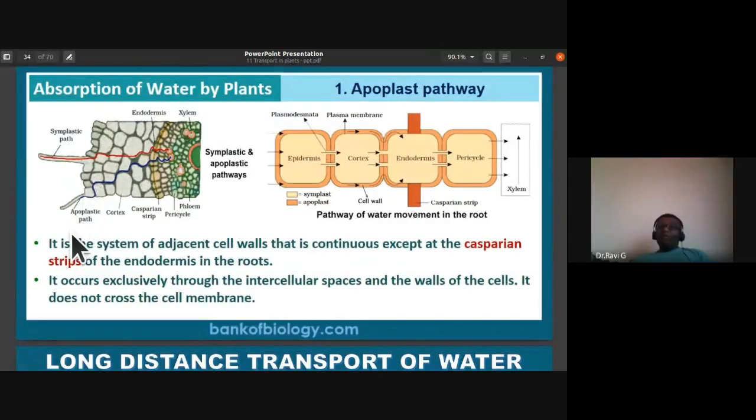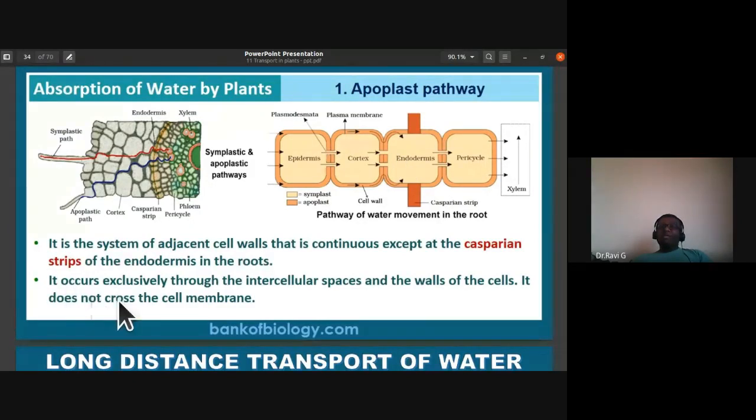In the apoplast pathway, the water enters through the cell walls and intercellular spaces. So it does not cross the cell membrane. It reaches the endodermal cells. Still at the endodermal cell, it is the apoplast pathway. Once the water flows through the endodermis, it is through the symplast pathway. They enter the endodermis and the pericycle. Finally, the water is released into the xylem vessels.